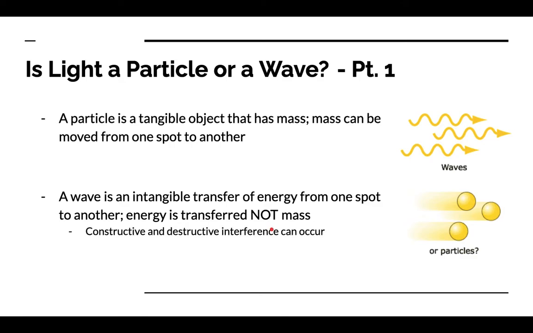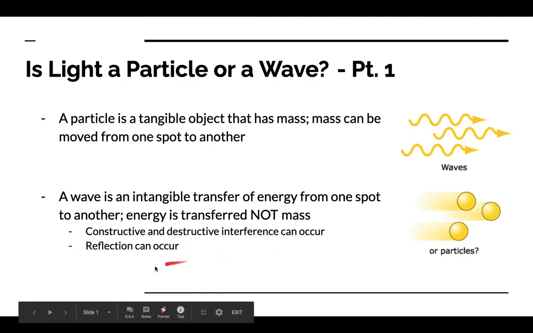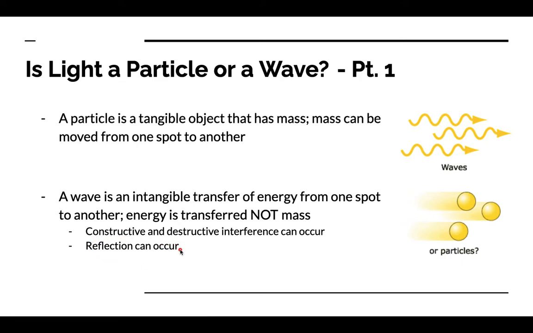Then recall that the main phenomenon we've encountered so far that distinguishes a particle from a wave is that a wave can undergo constructive and destructive interference, meaning that two waves can combine to make a bigger wave, or combine to make a smaller resulting wave when they overlap. Reflection can also occur for waves. However, we're not really going to focus on reflection for the lab that we did in class, because reflection can also technically occur for particles. Say if you throw a tennis ball off a wall, that's technically an example of reflection. So we're going to focus more on constructive and destructive interference in order to determine if light is a particle or a wave.